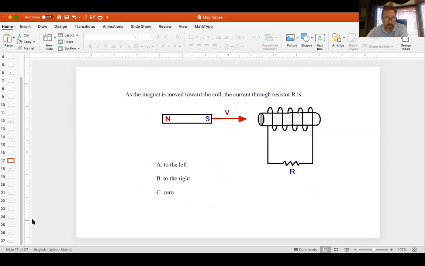All right, and here's kind of the classic problem we have with this. So I've got the south pole of a magnet coming into a bunch of loops. And the question is, in the resistor here, is the current going to the left or is the current going to the right?